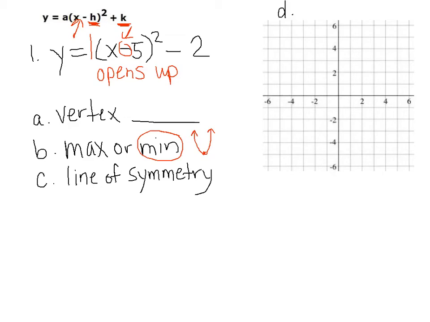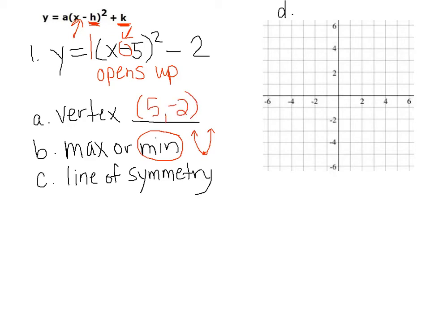Okay, so you just got to kind of remember that when it's in the parentheses, again, it's the opposite, all right? So the h is 5. The k is -2. Okay, so the vertex is 5, -2.